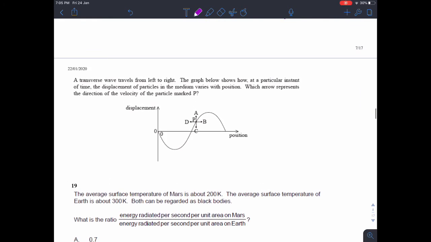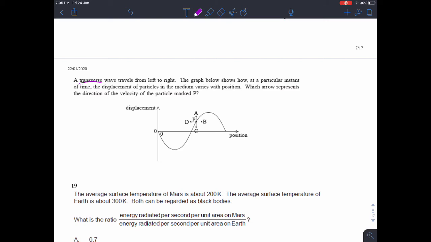Question 18. A transverse wave travels from left to right. The graph below shows how, at a particular instance of time, the displacement of particles in the medium varies with position. Which arrow represents the direction of the velocity of the particle? So basically, which way is the particle moving at that moment in time, in which direction? So we can rule out a couple to begin with because we know it's a transverse wave. So the vibration of the particle is perpendicular to the direction of motion.